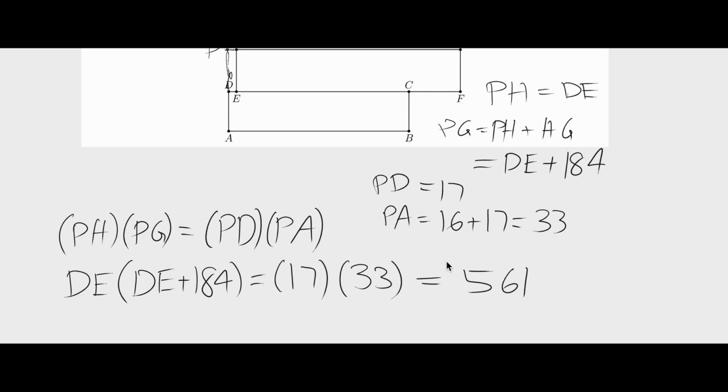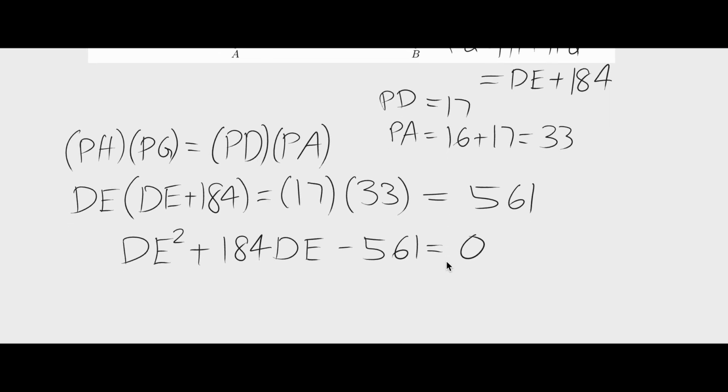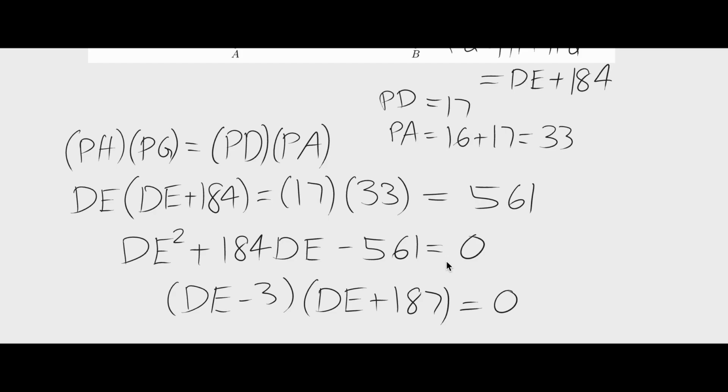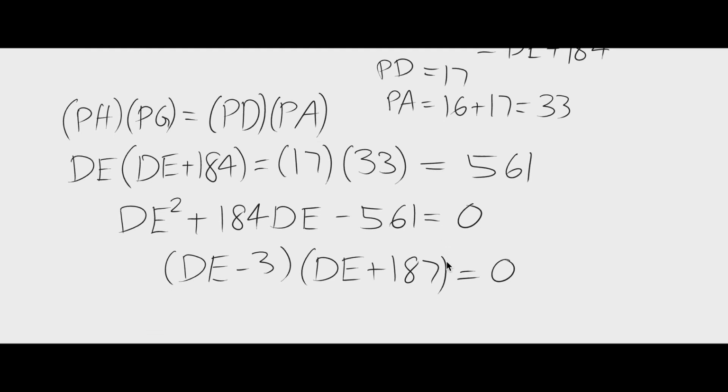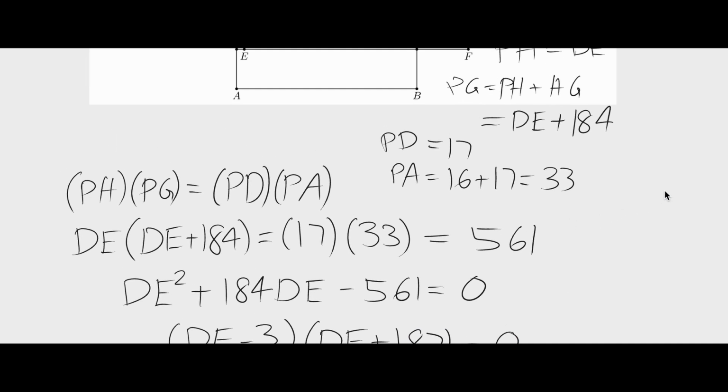And from here, it's pretty straightforward what we have to do. We get a quadratic that we can rearrange to become DE squared plus 184 DE minus 561 equals 0. And from here, you just have to try a few values, some factors of 561. And after doing that, we get DE minus 3 times DE plus 187 equals 0. And since DE is a length, it has to be positive, which means that DE is equal to 3.